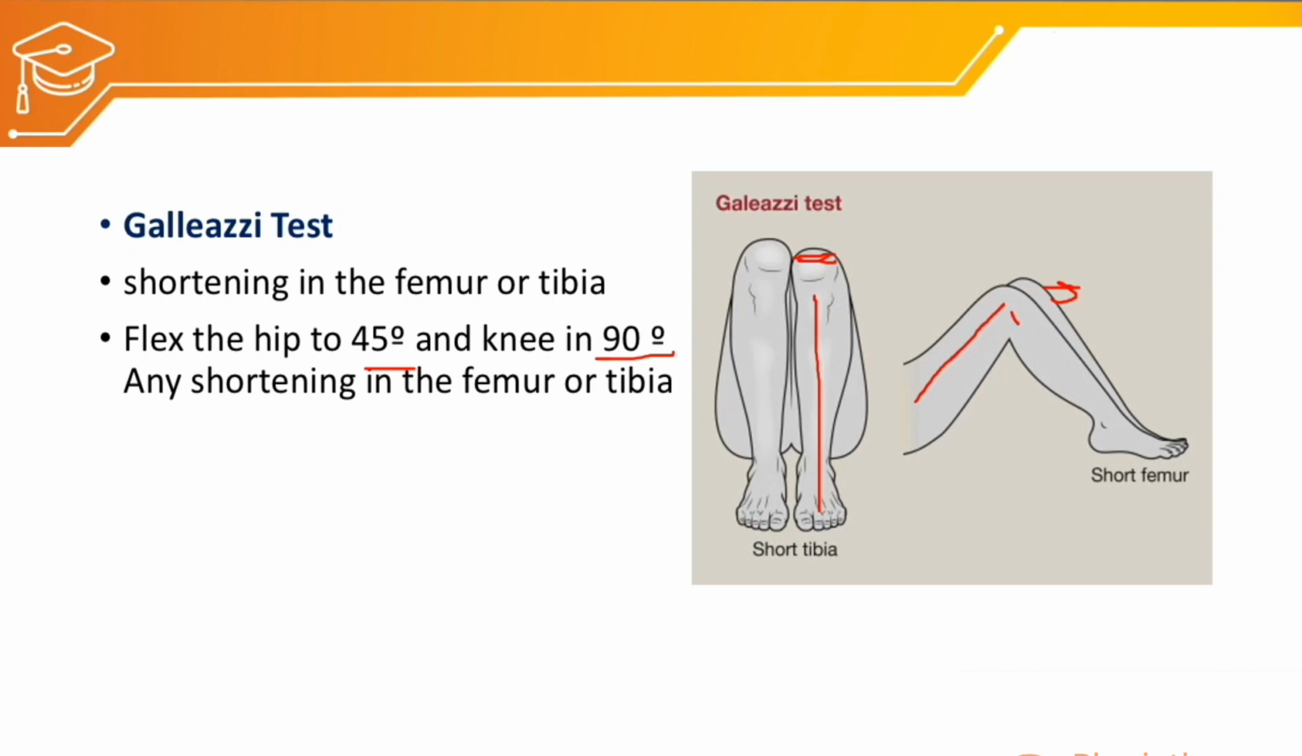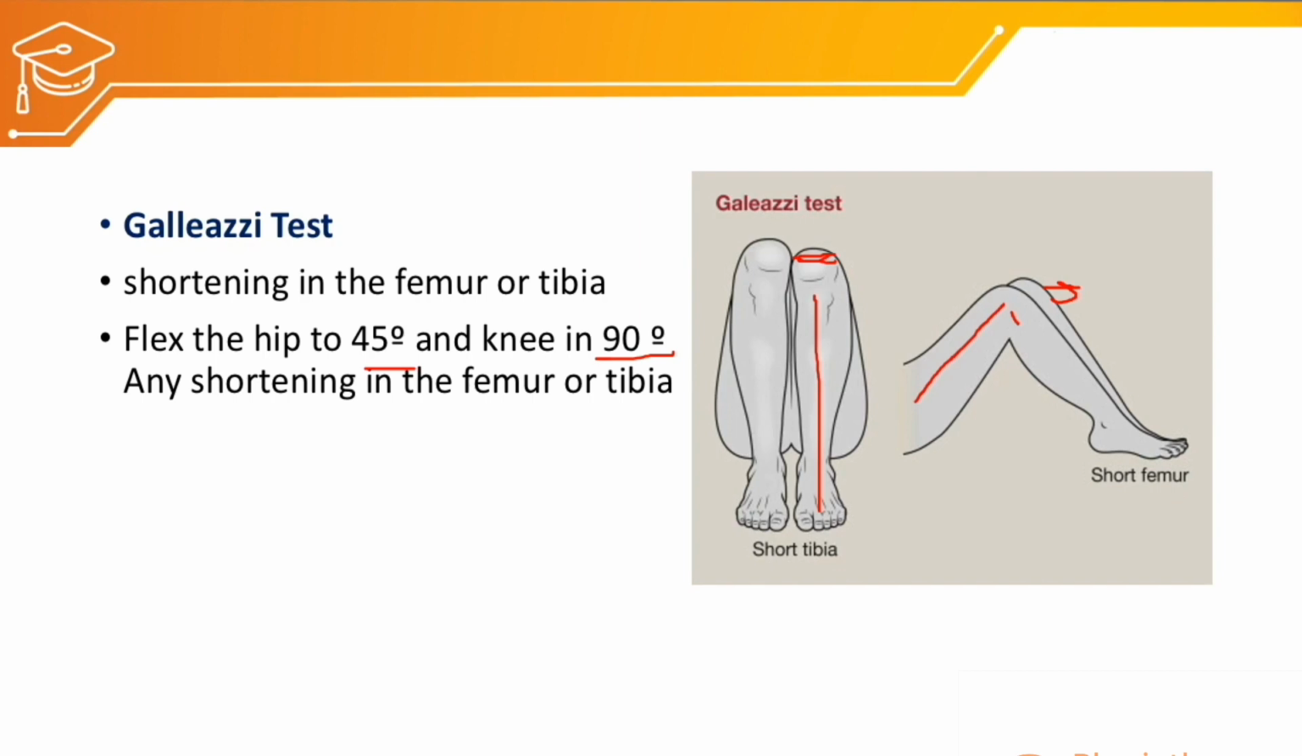For that we need to square the pelvis first. So what do you mean by squaring of the pelvis? We need to check the alignment of the ASIS with each other. For that, we need to measure the distance of ASIS from the umbilicus and from the greater trochanter of the femur.